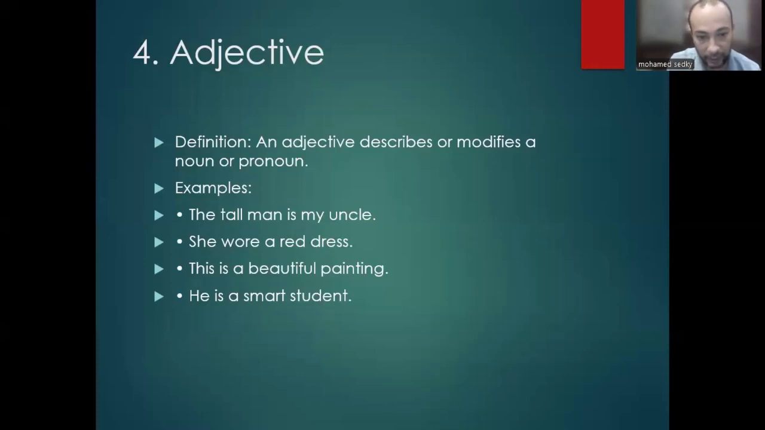He is a smart student, so the adjective is smart. Yes. So smart here is modifying or describing student. So that's how an adjective describes or modifies a noun or a pronoun.